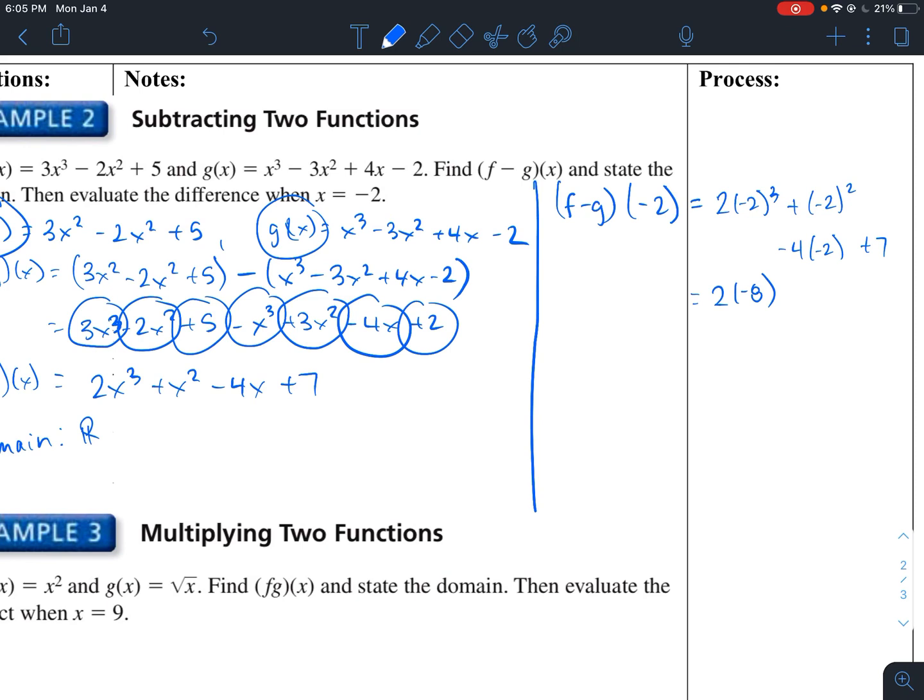Don't know why I kept writing that as that. Okay. Plus 4, because negative 2 squared is 4. Minus 8, or sorry, plus 8, because negative 4 times negative 2 is 8, and plus 7. So then I have negative 16, and if I have 4 and 8, that's going to be 12 plus 7. That should be 19. So you have negative 16 plus 19, which is equal to positive 3.